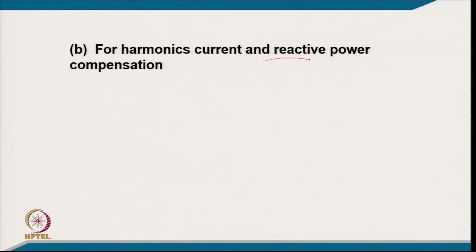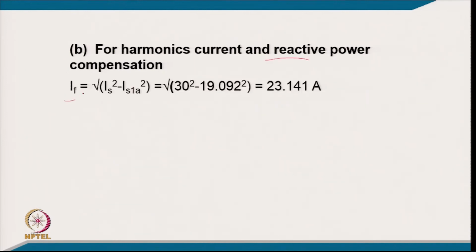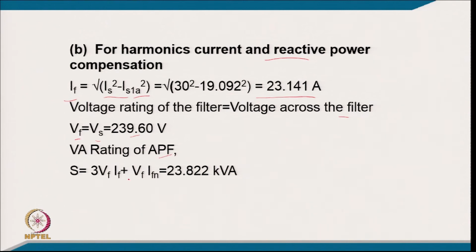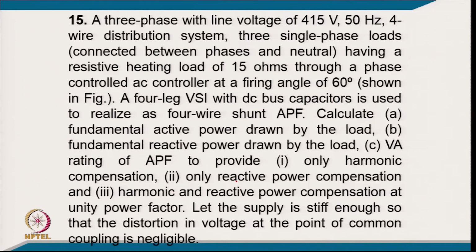For harmonic current and reactive power compensation, IF will be the square root of IS square minus IS1 square cos square alpha, and this will be 23.141 ampere. The voltage rating will be Vf equal to Vs equal to 239.6 volt, and the VA rating of the active filter will be 3 Vf IF plus Vf IFN, that is 23.822 kVA.